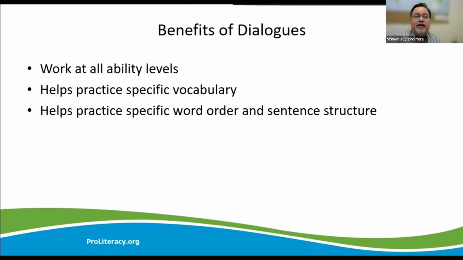So if during your class you've been looking at some specific vocabulary and you want them to continue practicing that, having them use it in a dialogue will reinforce its pronunciation and how it is used in a sentence. If what you've been working on lately is making sure that students have proper word order, that their sentence structure is more solid, by having the entire dialogue written out, they're hearing it exactly the way it is supposed to be, because that's how it's written on the paper. So it gives them that opportunity to practice that specific word order and that specific sentence structure.